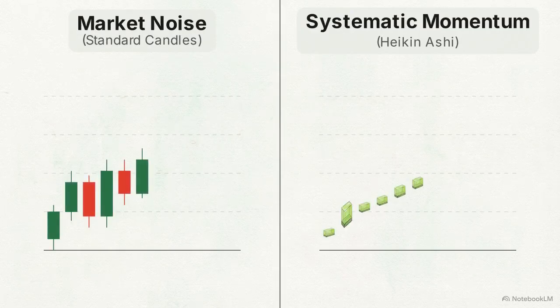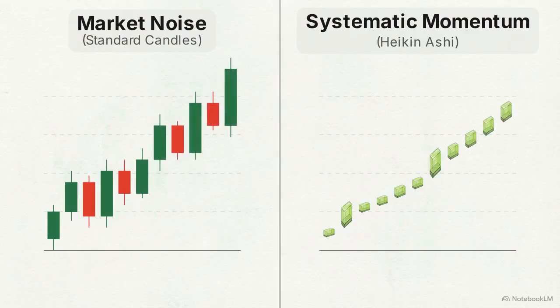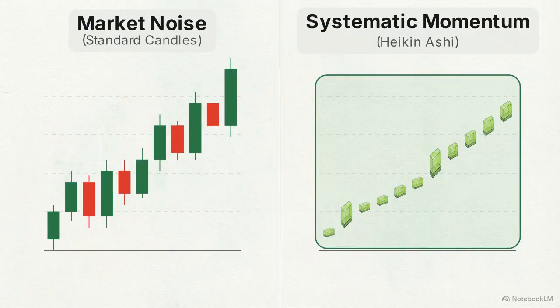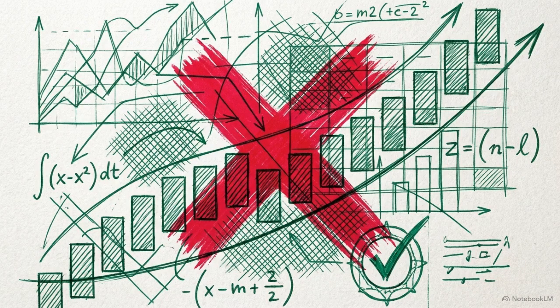Notice how the erratic red and green swings on the left turn into sustained, solid blocks of green on the right. Do not overlay these. Leaving standard candlesticks underneath will clutter the screen and create conflicting signals.